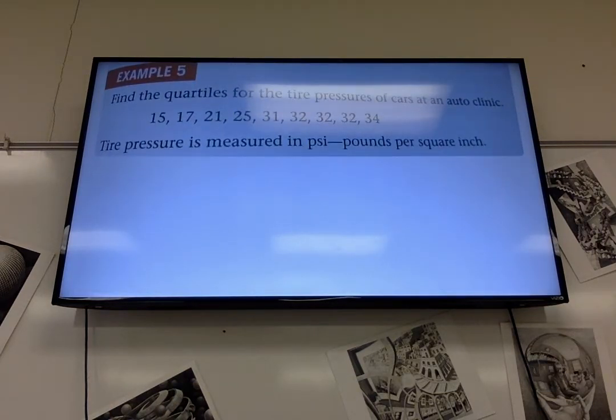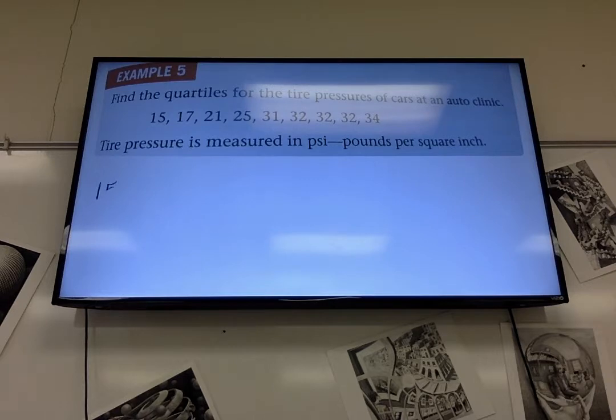Next, we're going to talk about quartiles. We realized last week, I wrote down that there were 3 quartiles, that split up the data into 4 equal parts. So these are tire pressures of cars at an auto clinic.